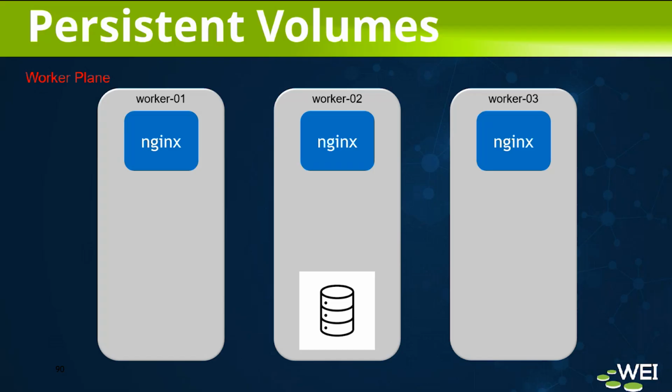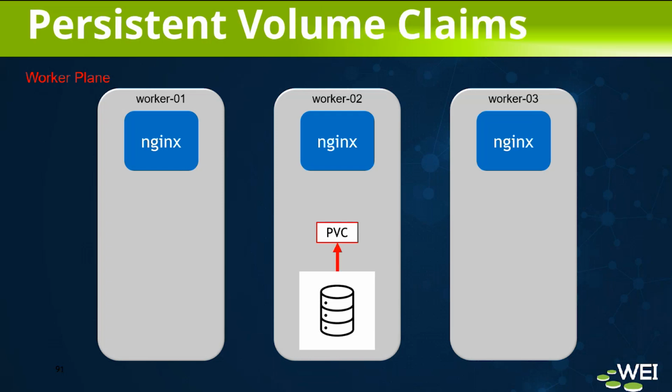Now, our persistent volumes in Kubernetes can be blocks of storage on our worker nodes, or they can even point to external storage that lives outside of the cluster. Now, in this example, let's say our persistent volume is located directly on worker 2. And now, in order for our pods to be able to access the persistent volume, we need to create a persistent volume claim that is mapped to the persistent volume.